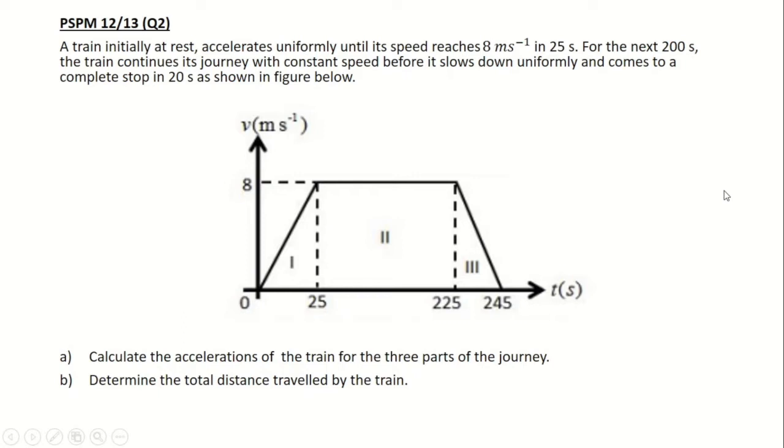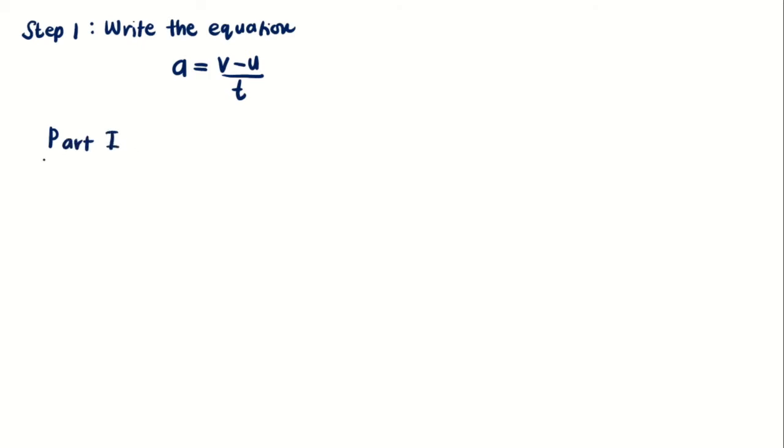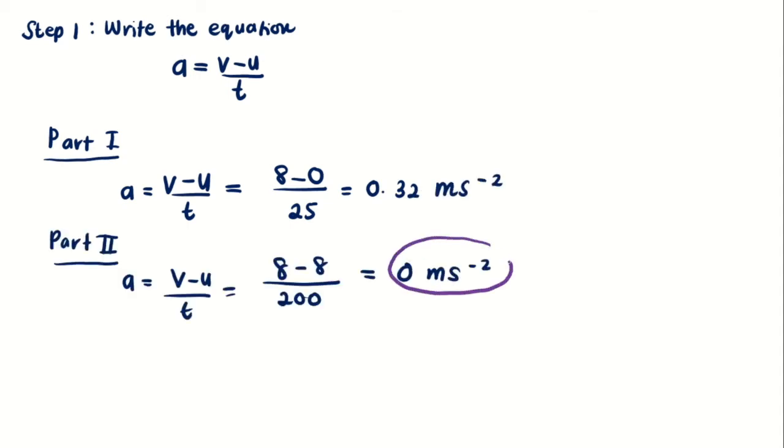Let's start with question A, where we need to write the equation that relates to the question, that is acceleration. So acceleration equals V minus U over T. For part 1, we have a equals V minus U over t. So we need to look at the information given in the graph, where V equals 8 and U equals 0 and the time interval is 25. So we get the answer to be 0.32 meter per second squared.